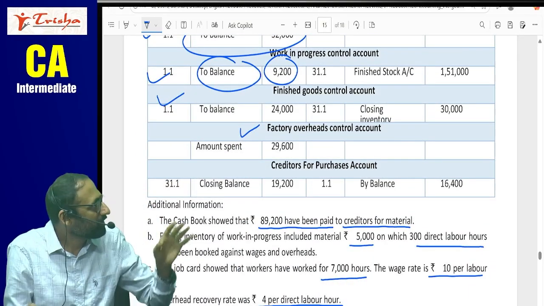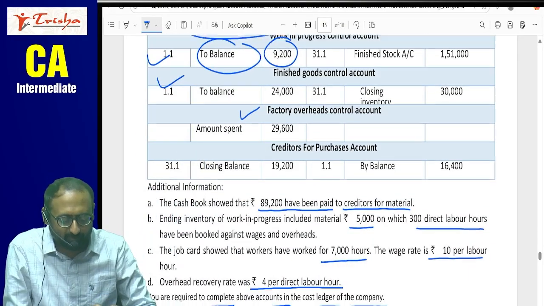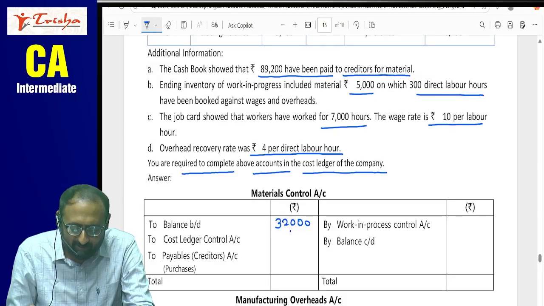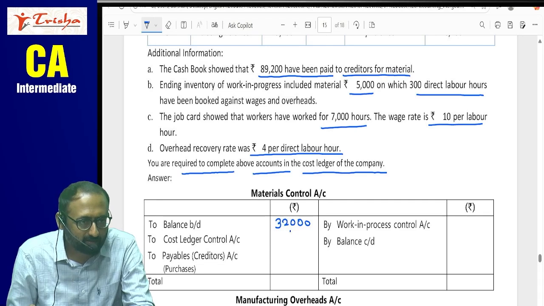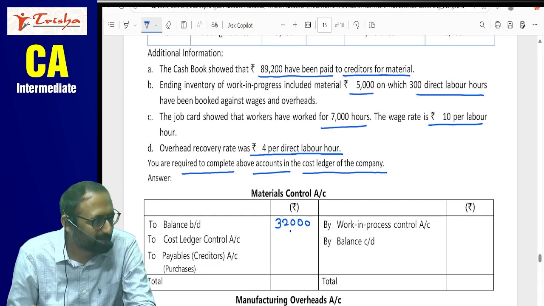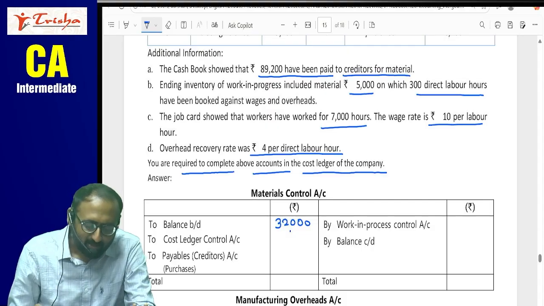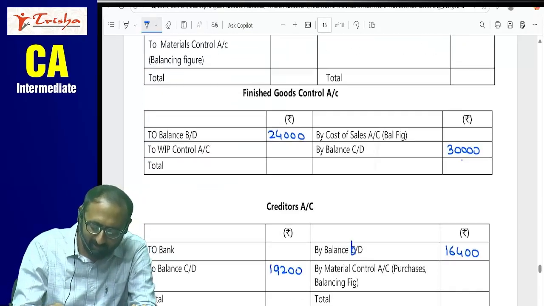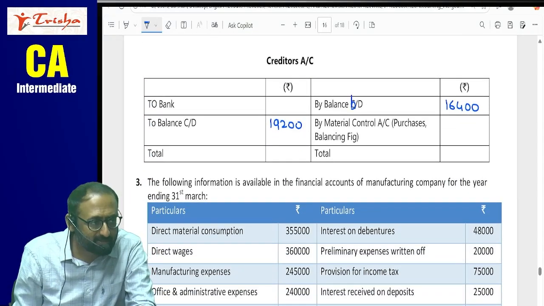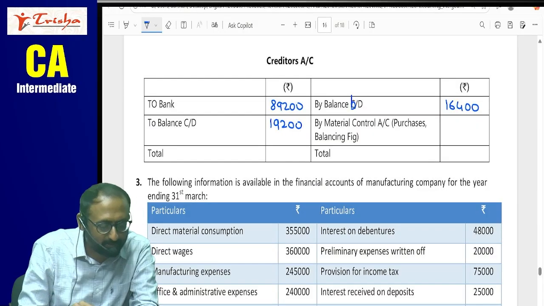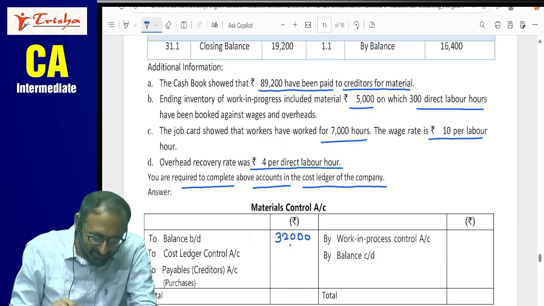We have written whatever was given in the first paragraph. Let's read the first adjustment, A. Cash book shows 89,200 has been paid to the creditor for material. What entry do you pass for the payment to the creditor? So creditor account to bank account. Correct, sir? So 89,200. I'll go to the creditor account to bank. How much is it? 89,200. Yes, sir. Completed. Let's go to the next adjustment.